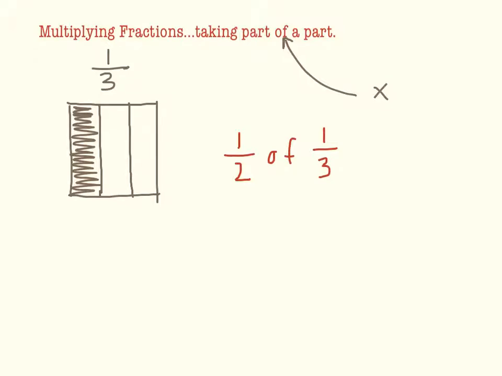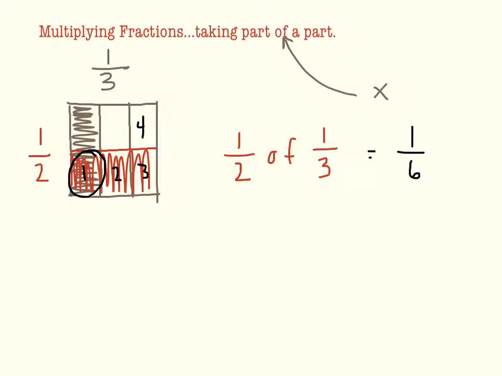So what we can imagine doing is taking the pan and splitting it in half in the other direction, and then shading that half in. And what we quickly see is that the overlapped part here, that's the part where we have half of the third. And in fact, that is equal to 1/6 of the whole pan, because it's 1 out of the 6 pieces that we created when we did that.